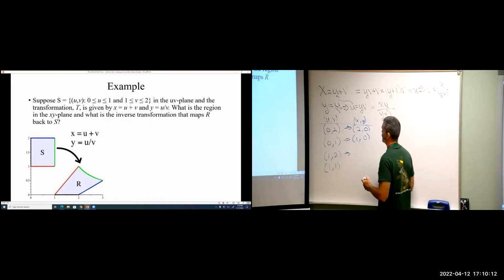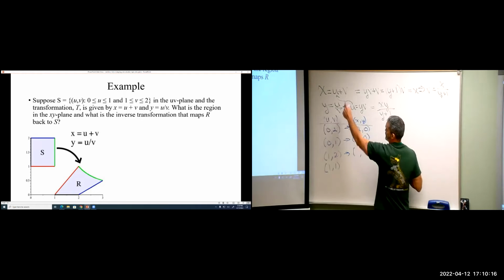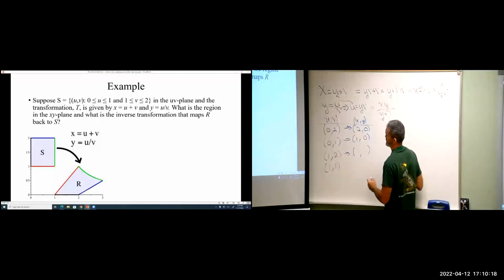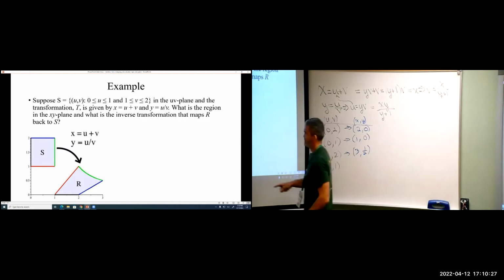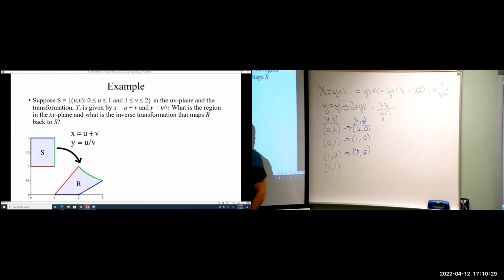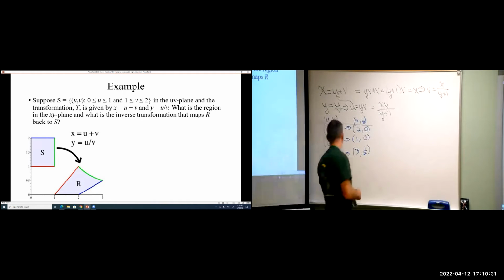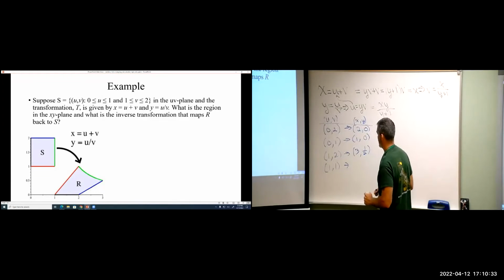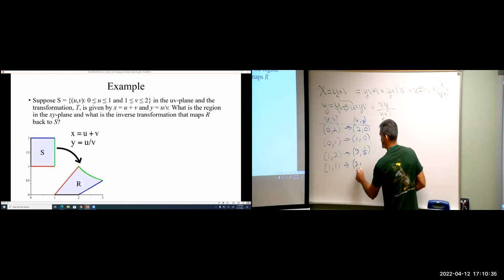Okay, 1, 2. What's it going to be in x, y? Using these transformations here, 3 and 1, comma 1/2. I got it right there. And last one, 1 comma 1 is 2, 1. Right.